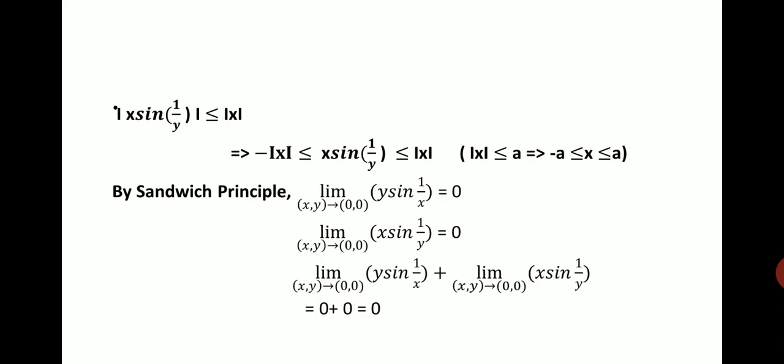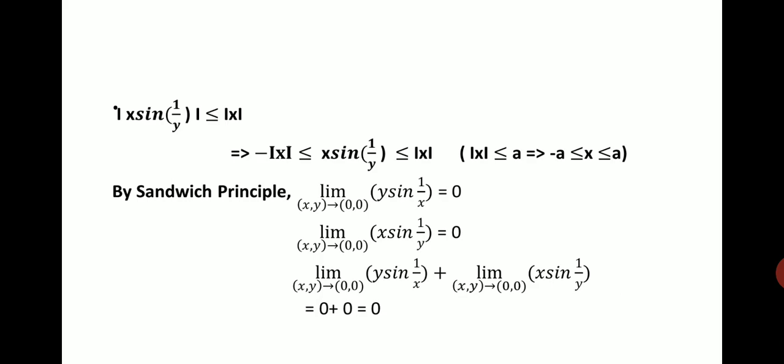Next, mod sin 1 upon y is less than or equal to 1. So we multiply by mod x to mod sin 1 upon y. So we get mod x sin 1 upon y less than or equal to mod x, which implies minus mod x is less than or equal to x sin 1 upon y, which is less than or equal to mod x. So we use mod x less than or equal to a implies minus a less than or equal to x less than or equal to a. So we use the sandwich principle.